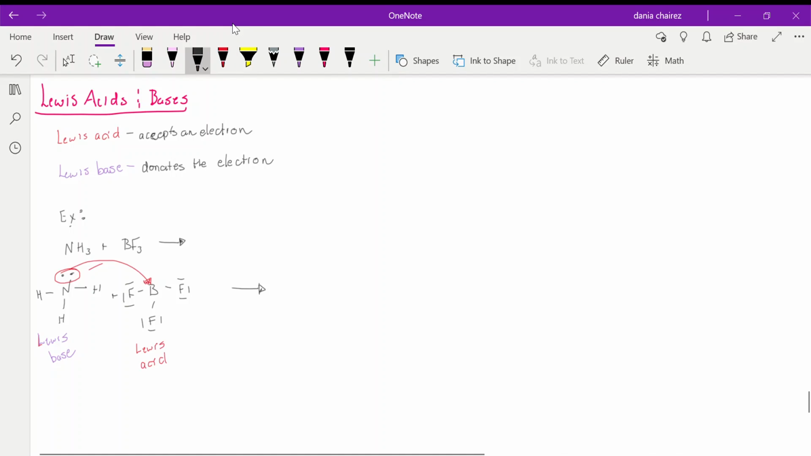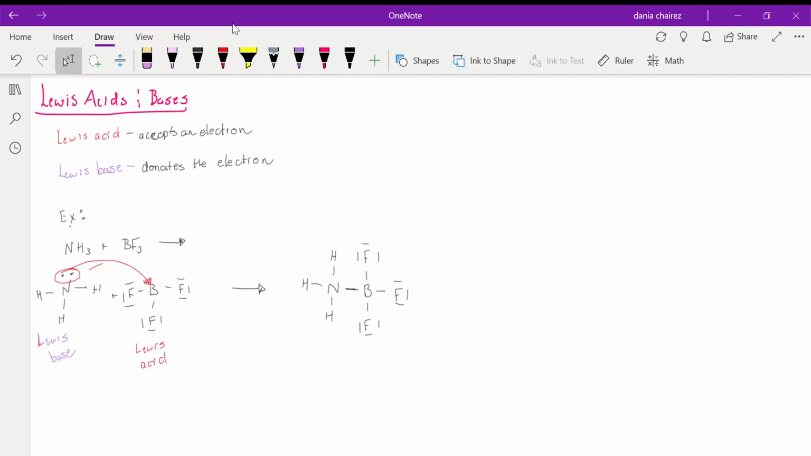And our final product is just going to be this shared electron between these two, and just kind of its original figure. It's just that now they're happily sharing this electron. So it's pretty simple just to see which one's donating the electron and which one is accepting it.